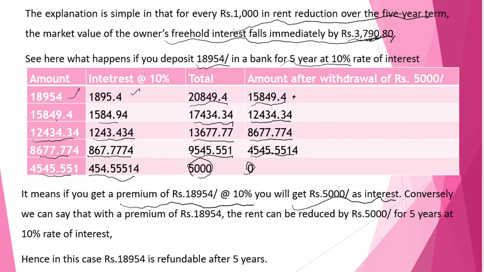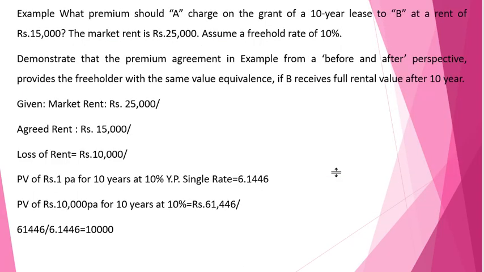year. So it means, if you want a rent reduction of 5000 for 5 years at 10% interest rate, you have to pay a premium of 18954. This is what premium will do. So this is what premium is called. So it is used to calculate annual equivalent. That will be the reduction in the rent.